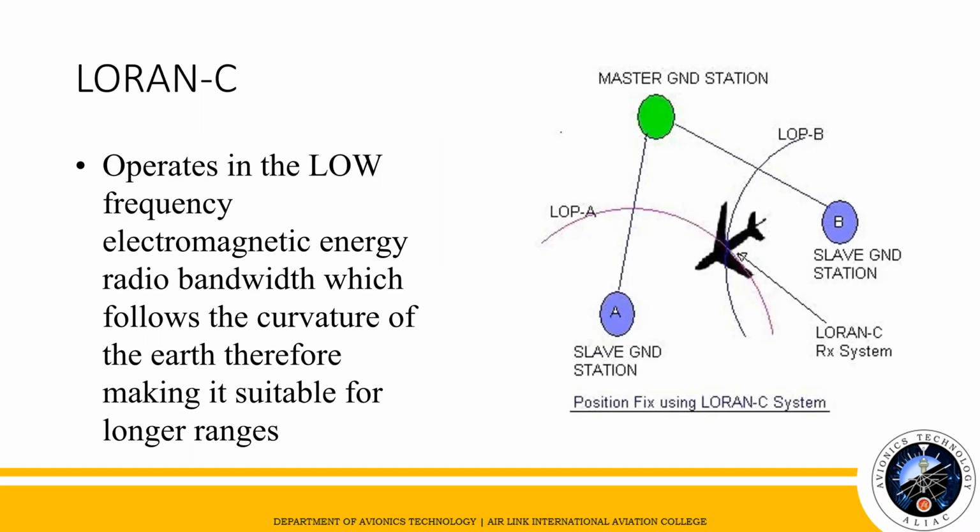So in LORAN C, LORAN C operates in the low frequency electromagnetic energy radio bandwidth, which follows the curvature of the Earth, therefore making it suitable for a longer range. So as we've discussed, low frequency or very low frequency are always used for long range navigation, as the electromagnetic wave propagates longer than other frequencies. In here, LOP means line of position.